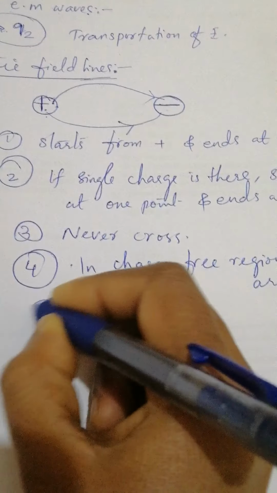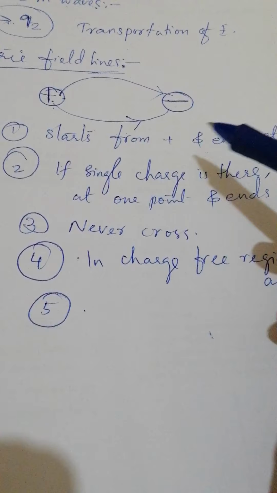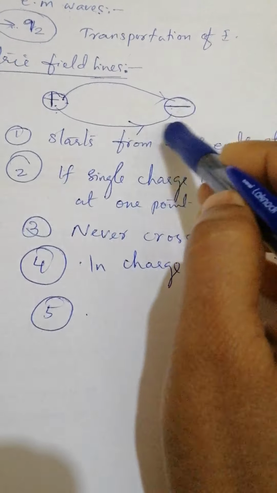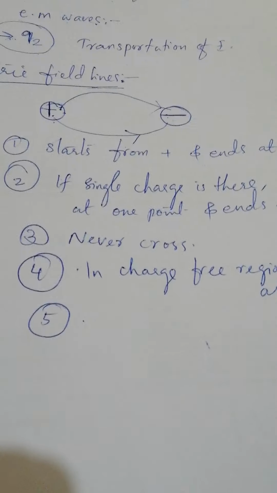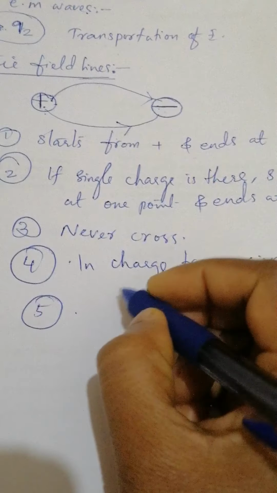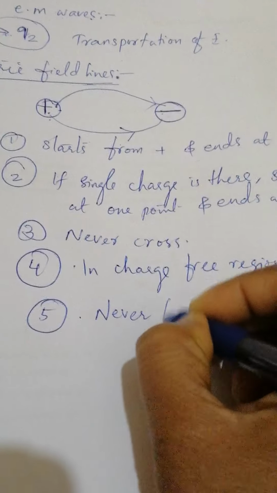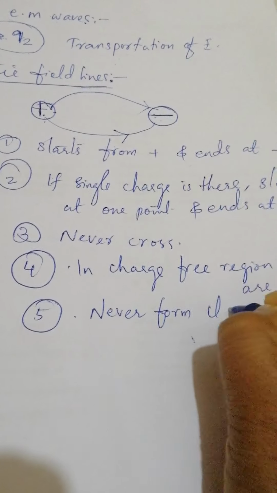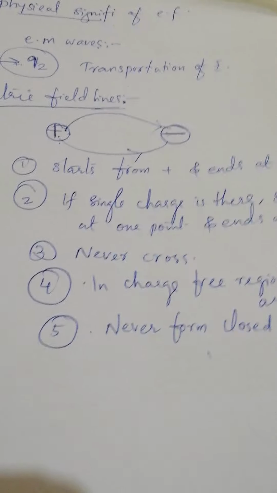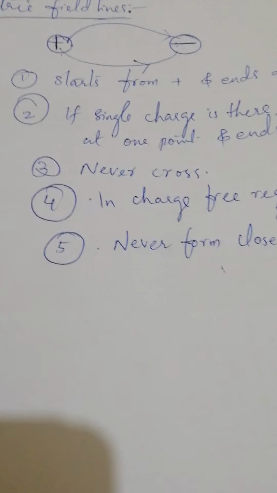Okay. And another point is that they do not form closed loops. See here, it starts from here, ends here, and again it's not coming back. So they do not form closed loops. That is another point concerned with the electric field: electric field lines never form closed loops. So these are the points associated with electric field lines.